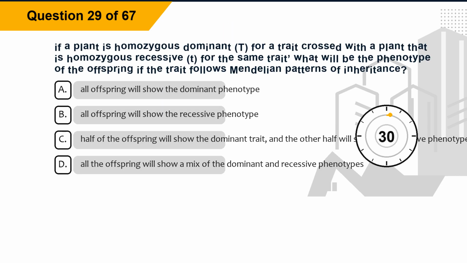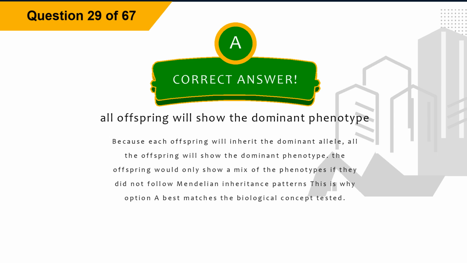Question 29. If a plant is homozygous dominant, T, for a trait crossed with a plant that is homozygous recessive, t, for the same trait, what will be the phenotype of the offspring if the trait follows Mendelian patterns of inheritance? Option A, all offspring will show the dominant phenotype. Option B, all offspring will show the recessive phenotype. Option C, half of the offspring will show the dominant trait, and the other half will show the recessive phenotype. Option D, all the offspring will show a mix of the dominant and recessive phenotypes. The correct answer is option A, all offspring will show the dominant phenotype.